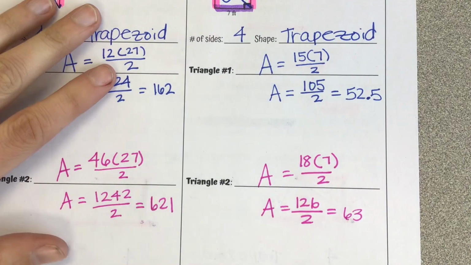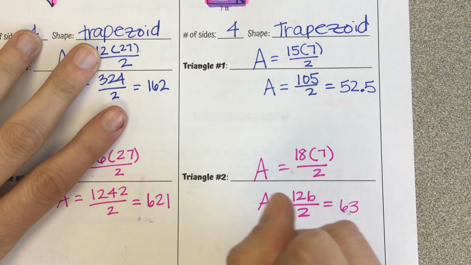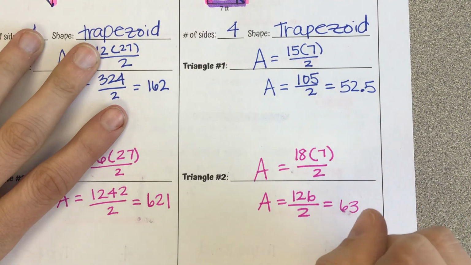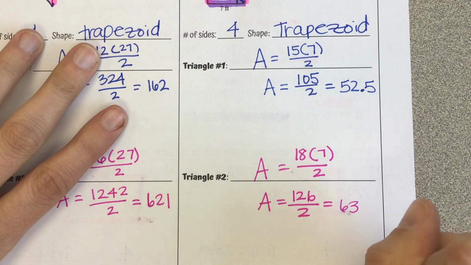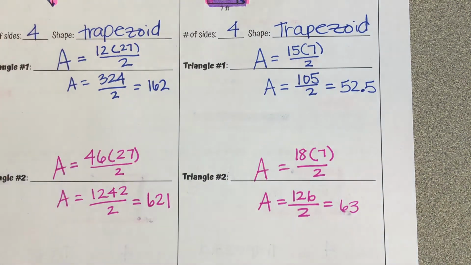So for our total area, I'm going to add these two together. We have 52.5 plus 63, which gives us a total of 115.5 feet squared. And there you go.